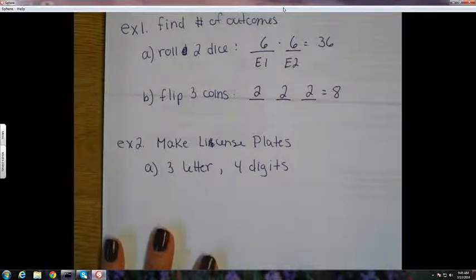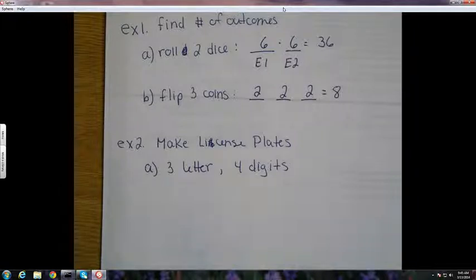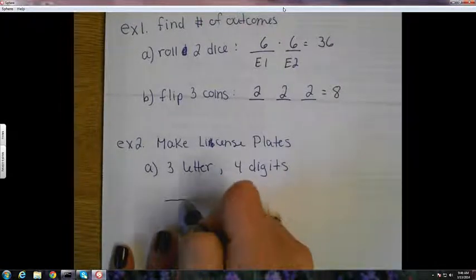Okay, how many license plates do you have to make before you get out of prison? Okay, how many events are in this? Each time you do something as an event, each time you have a choice is an event. How many events does it take to make a license plate? 7 things. I got 7 slots to fill in. I got to pick a letter, pick a letter, pick a letter, pick a number, pick a number, pick a number, pick a number. So 7 events.